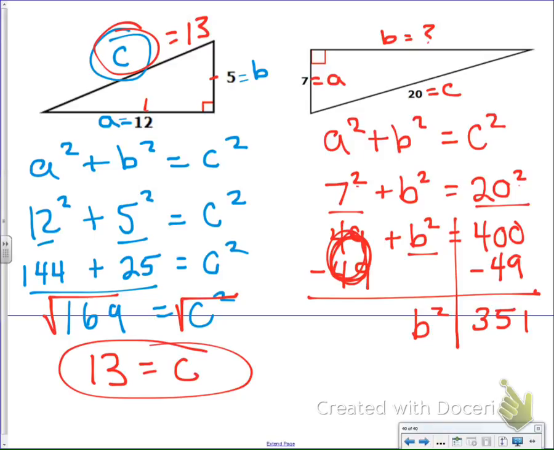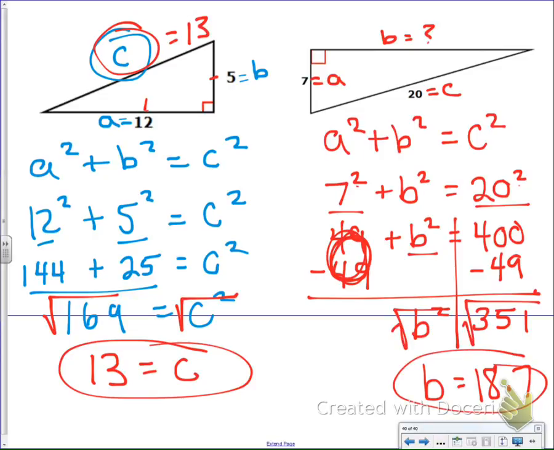And then the last step is to take the square root of that number. And if I take the square root of that number, it's not going to come out to be a perfect square. So what I'm going to do is bust it out in the calculator, and I'm going to get that b is 18.7 when I take the square root of both of these. So that's how we're using the Pythagorean theorem.